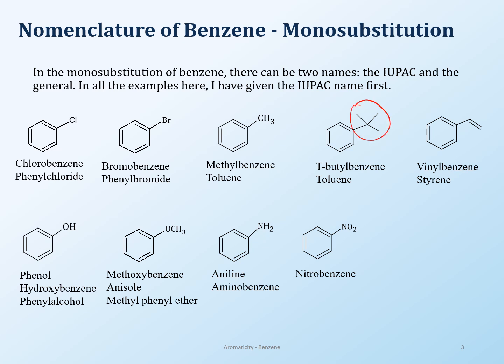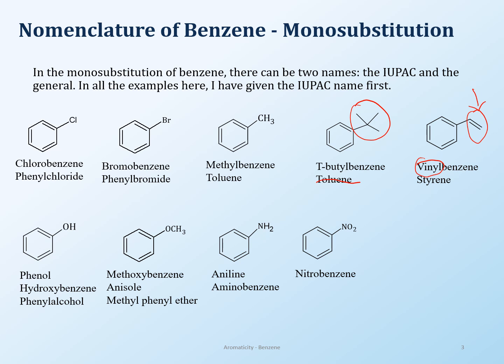So that's the T-butylbenzene. This is not toluene. And then the last one that I have is with an alkene attached to the benzene ring, so that's called vinyl benzene. So vinyl is this group, right here with these 2 carbons. If you have a 2 carbon double bond attached to something, that's called a vinyl group, and so that's vinyl benzene, and this is also called styrene as the common name.